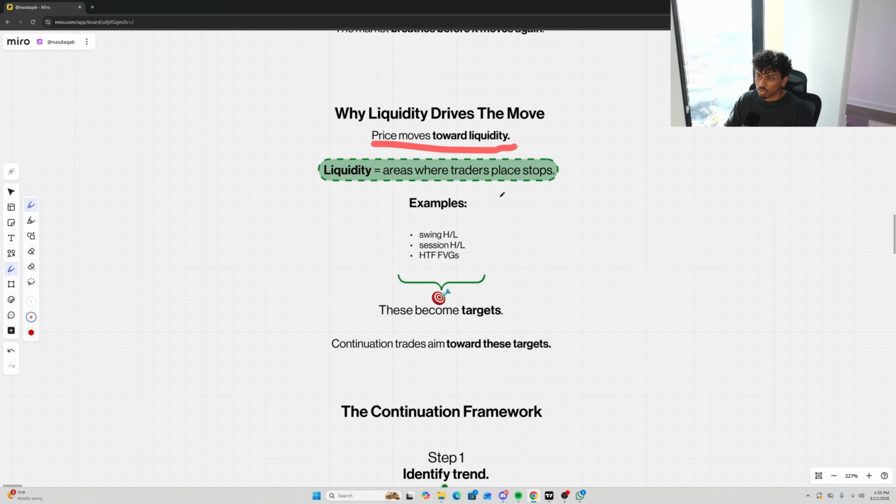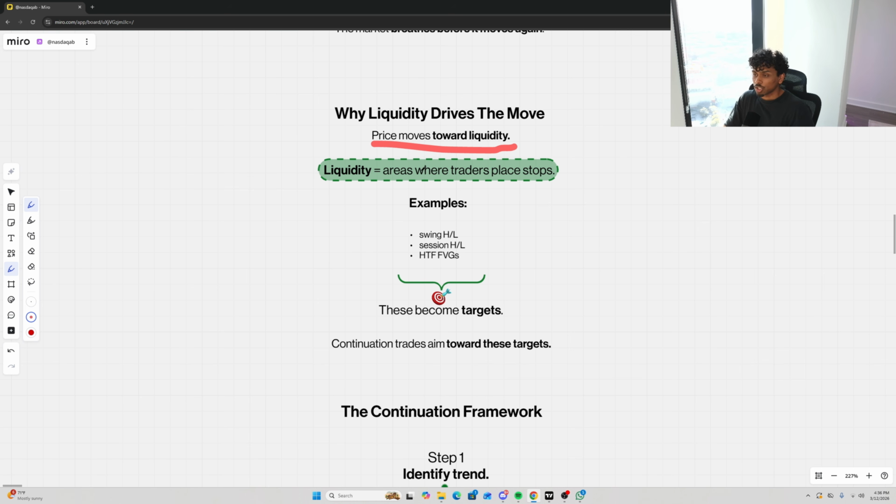These are areas where traders place their stop losses. So how the market moves is it moves and takes out stop orders, and it fills buy orders. And it also fills buy orders, and it takes out stop orders as well, depending if people are long or short, which is why you have your stop losses and you have your take profits. These are all areas of liquidity.